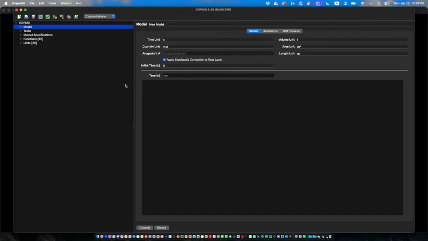So this is how you do this. When you first open Copasi, you should get something like this. You've got a couple of different tabs over here. I'm showing you how to use this particular GUI, and there are other tutorials online that do this fully in Python.